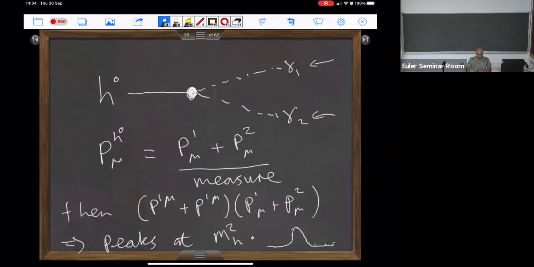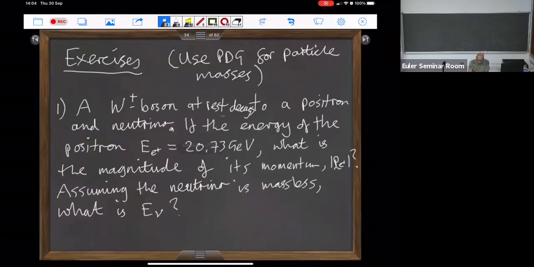The Higgs boson, I wanted to mention the Higgs boson decay to 2 photons because that was what was actually measured first, at least that was the first way that the Higgs boson was discovered around 10 years ago. And then I promised some exercises.